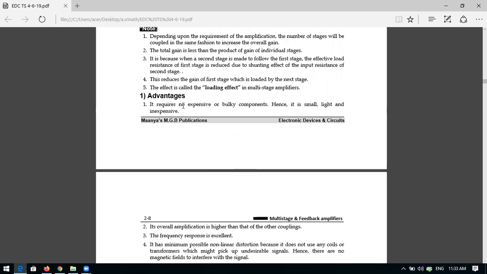So what is the primary advantage of this two-stage RC coupled amplifier? It is not bulky, its size is very small, light and inexpensive, and overall amplification is higher than that of the other coupling networks, and its frequency response is excellent, and it has minimum non-linear distortion compared to the transformer coupling amplifiers.